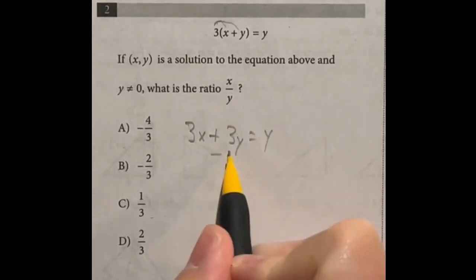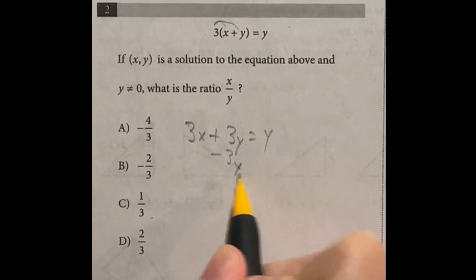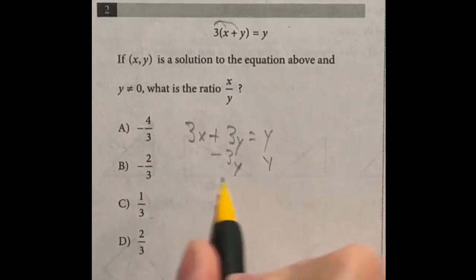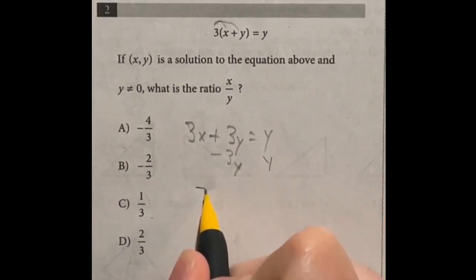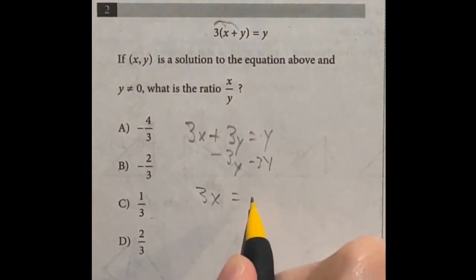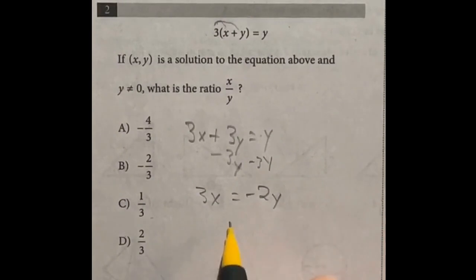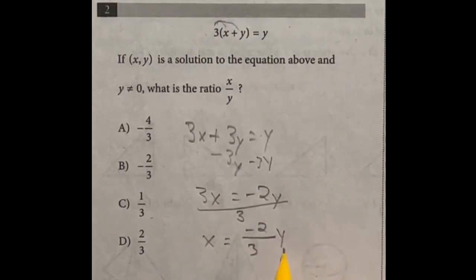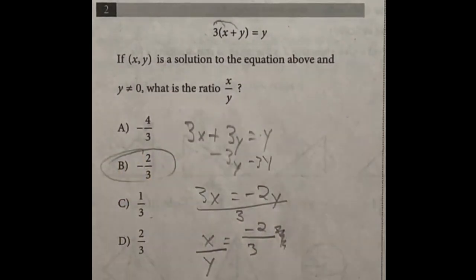Then I'm going to subtract the 3y from both sides to get all the y's on one side and the x's on the other. That's going to give me 3x still over here, and y minus 3y is going to give me negative 2y. I'm going to go ahead and divide both sides by 3, giving me that x is equal to negative 2 over 3y. And then I'm going to divide by y to this side to give me that x over y, and it'll cancel out over here. Meaning our final answer is negative 2 over 3, which is B.